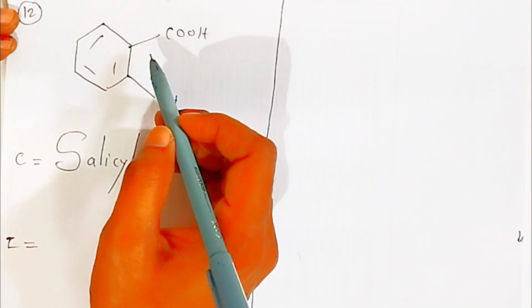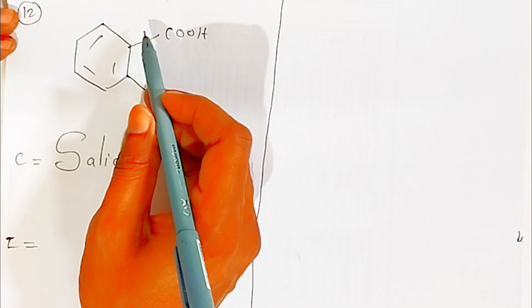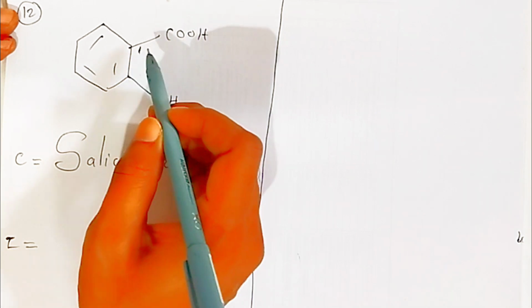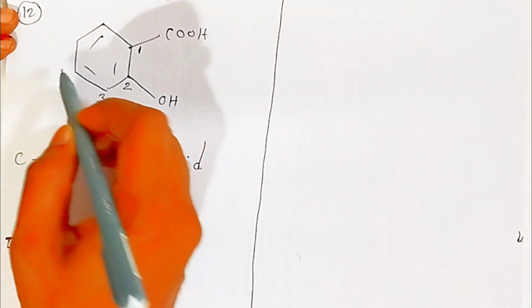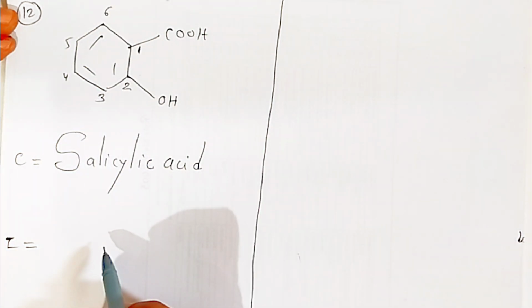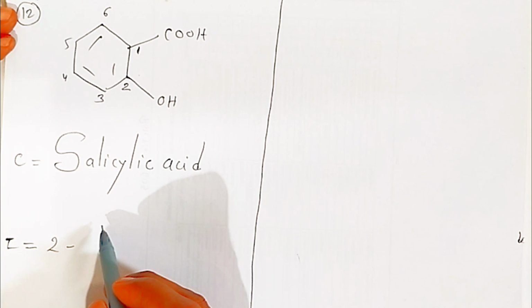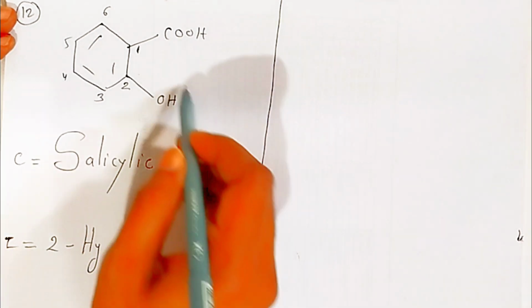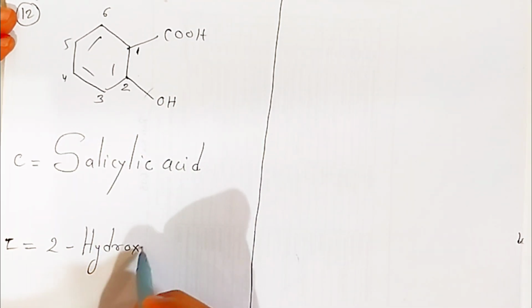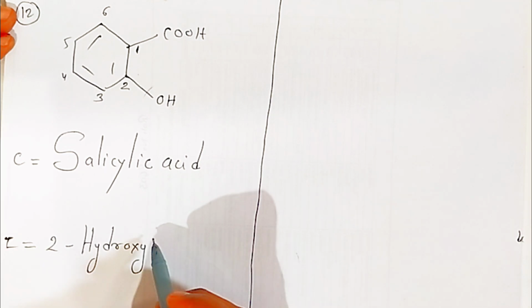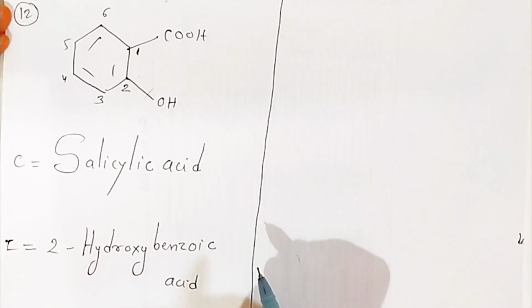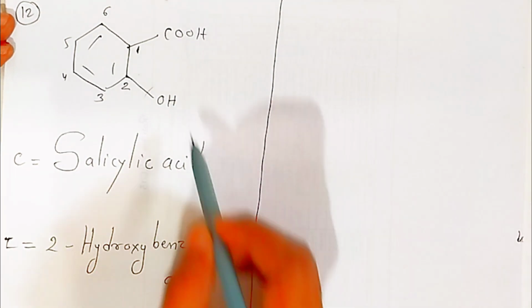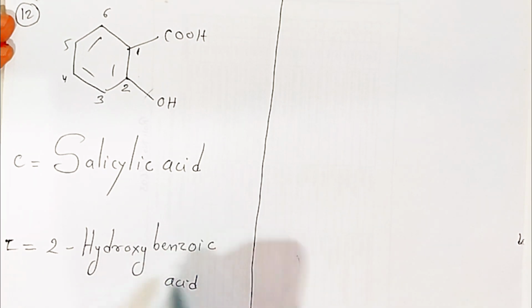In the IUPAC name, you have to start the numbering. This is carbon number 1, this is carbon number 2, 3, 4, 5, 6. So this is 2-hydroxy. At carbon number 2 there is a hydroxyl group, so 2-hydroxybenzoic acid. Your parent will be benzoic acid. At carbon number 2 the hydroxyl group is attached, so we call it 2-hydroxybenzoic acid.